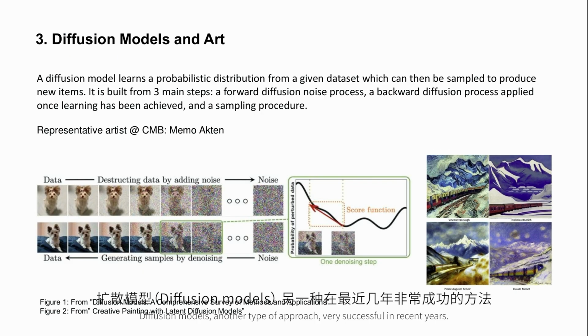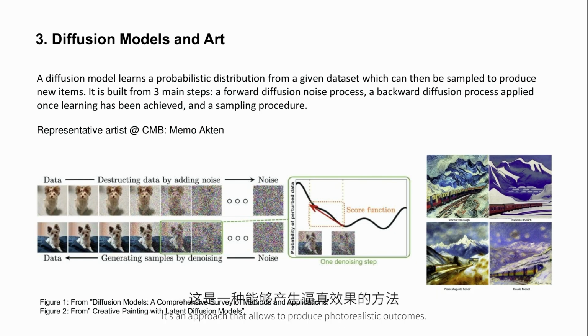Diffusion models, another type of approach, very successful in recent years. It's an approach that allows to produce photorealistic outcomes. So here, for example, you see that it's trained and producing outcomes on the right, which resemble different types of painting, different styles.